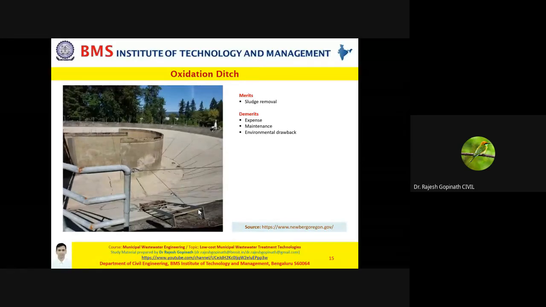Now what could be the advantages and disadvantages in the oxidation ditch? If I start with the merit, the greatest advantage of an oxidation ditch is the efficiency of sludge removal itself. In an oxidation ditch, about 15%, I will repeat, about 15% of the BOD, that is the original BOD, it will end up as sludge. But having said this, there are certain disadvantages as well.